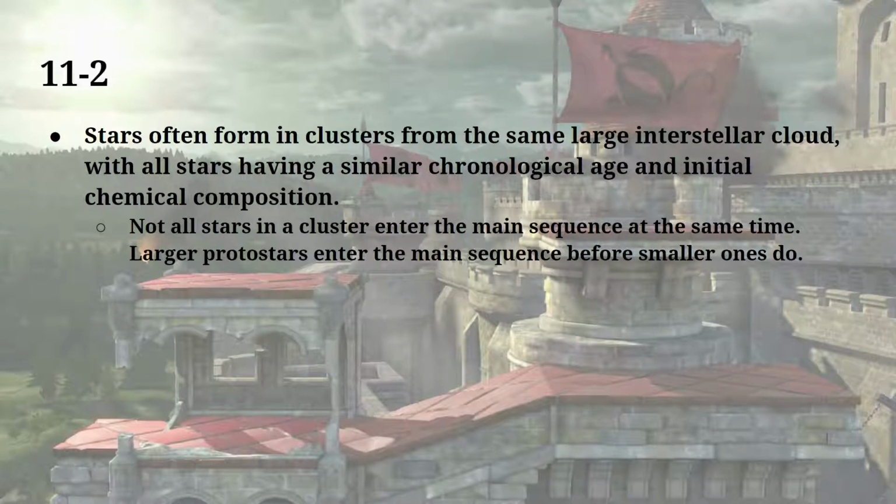But what normally happens when stars are forming is that they form in clusters. Remember we talked about either a supernova squishing a bunch of gas, or 2 gas clouds kind of mixing together. And if 2 gas clouds mix together from the same interstellar cloud, then all stars will have similar chronological age and initial chemical composition. So they all kind of have the same thing going on because they're from the same clouds. Now, that doesn't mean that they all enter the main sequence at the same time.